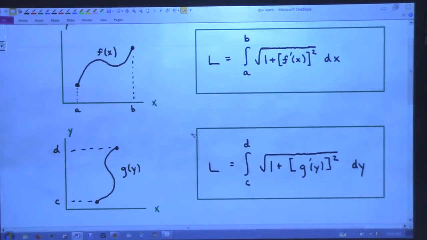Last class we finished up and we were talking about arc length, right? And we proved that the circumference of a circle is 2 pi r. That's where we stopped, right? Anybody that wasn't here that didn't get the formulas from last time? Okay.